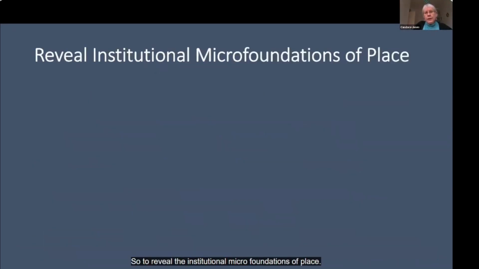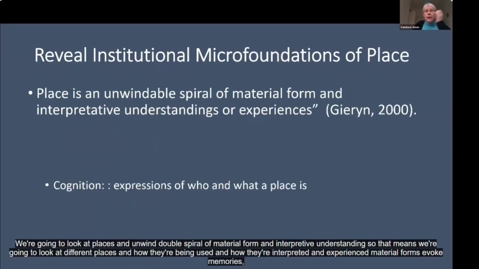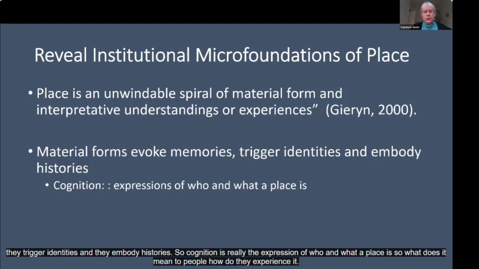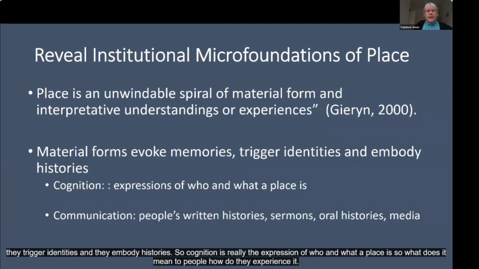So to reveal the institutional micro foundations of place, we're going to look at place as an unwindable spiral of material form and interpretive understanding. So that means we're going to look at different places and how they're being used and how they're interpreted and experienced. Material forms evoke memories, they trigger identities, and they embody histories. So cognition is really the expression of who and what a place is. So what does a place mean to people? How do they experience it?